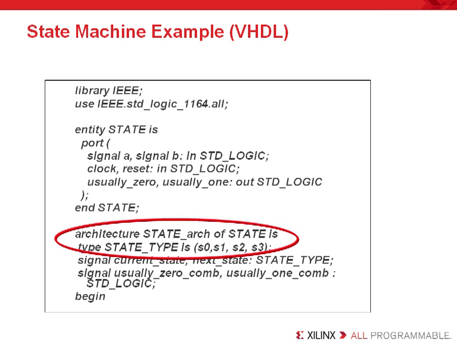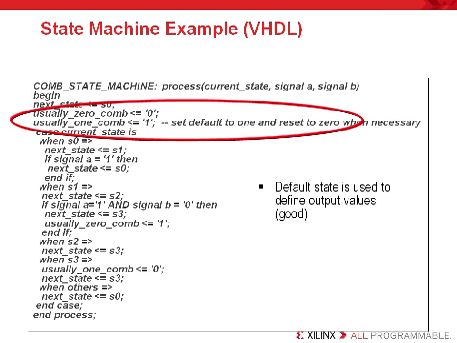Now we're going to look at the same finite state machine, but coded in VHDL. So again, we see 4 states and 2 outputs. Nothing new here. On this slide, we see that the next state transitions are defined in a large case statement, with the finite state machine outputs also defined.